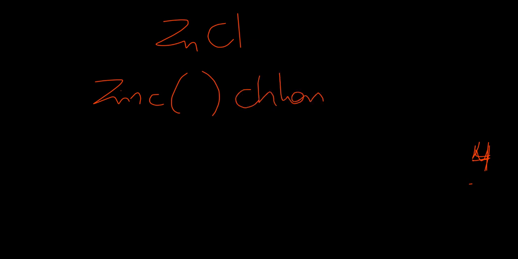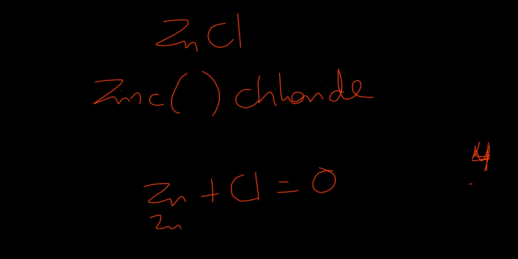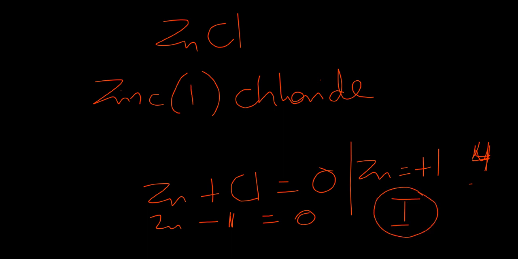We need to calculate the oxidation state of the zinc. So here it will be zinc plus chlorine equals the charge on the compound, which is 0. The charge on chlorine is usually -1. It's a group 7 element, a halogen. They always have a charge of -1. That will equal 0. So the charge on the zinc will be +1. So the zinc is I. We'll put zinc(I) chloride. It's as simple as that.